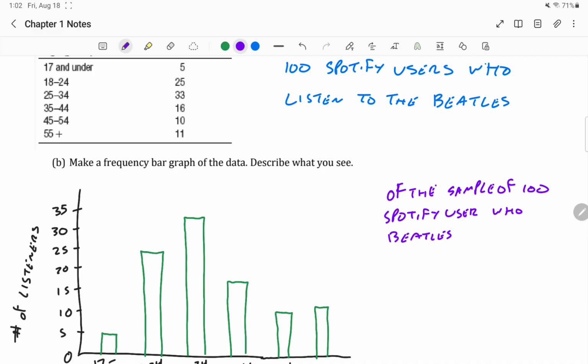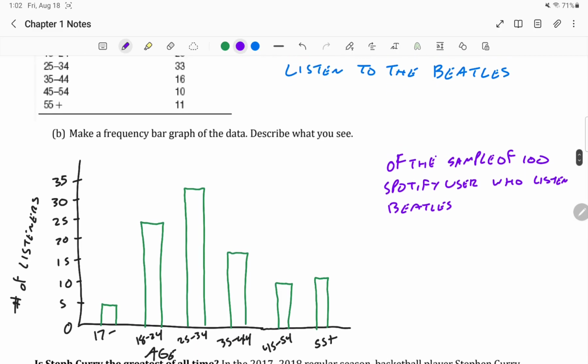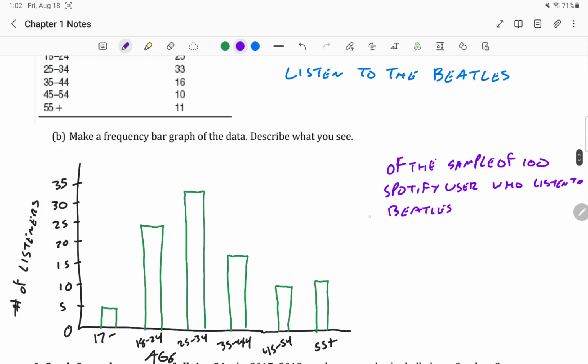Who listen to the Beatles. There we go. Sorry, English is not great. I math better than I English, so it's all good.